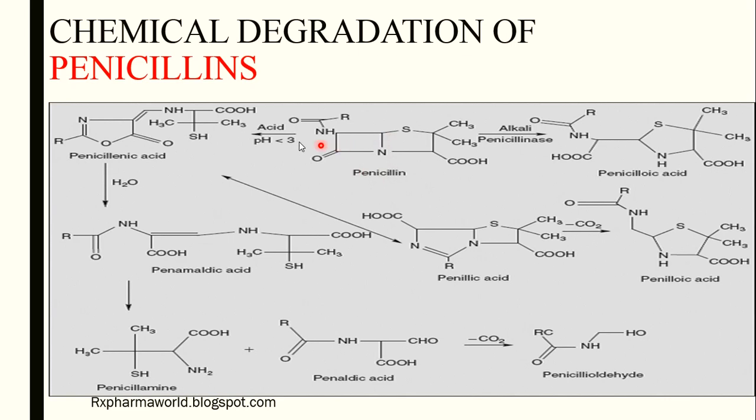This penicillin, when it reacts with acid in conditions of pH less than 3, will convert into penicillinic acid. In penicillinic acid, the whole penam ring, or beta lactam ring with the thiazolidine ring, has broken, and it contains an oxazole group. A five membered ring with one oxygen and one nitrogen at first and third position is called an oxazole group. To this oxazole group, one unsaturated bond is present, so that's why we can call it oxazoline.